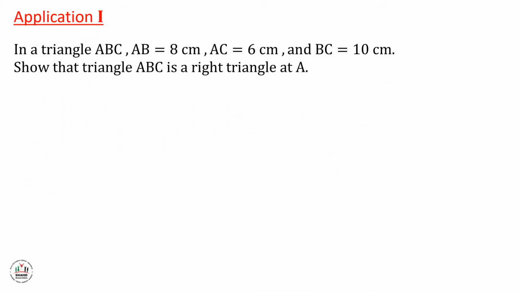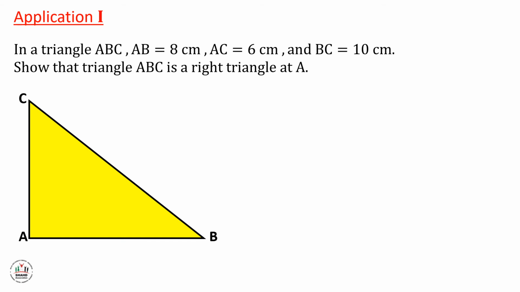Application 1. In a triangle ABC, AB equal 8 cm, AC 6 cm, and BC equal 10 cm. We want to show that triangle ABC is a right triangle at A. So the longest side is clearly BC.